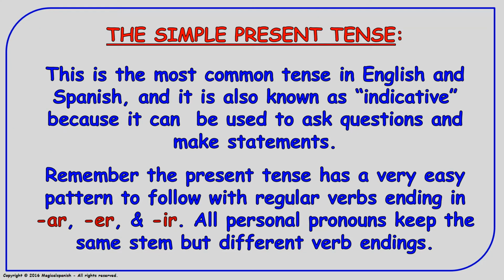The simple present tense. This is the most common tense in English and Spanish, and it is also known as indicative because it can be used to ask questions and make statements. Remember, the present tense has a very easy pattern to follow with regular verbs ending in ar, er, and ir. All personal pronouns keep the same stem but different verb endings.